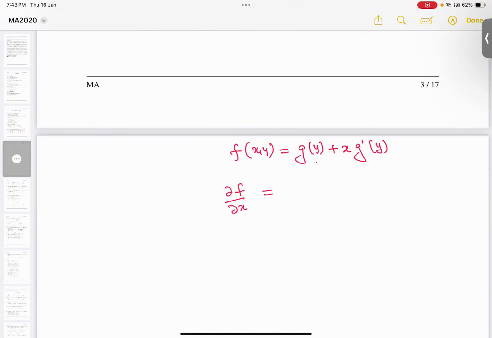Now this function is a function of y. We are calculating the partial derivative with respect to x, so treat this function as a constant function. So the derivative of this part will be 0, plus, and this is a constant in this case, so this will be z dash y only.